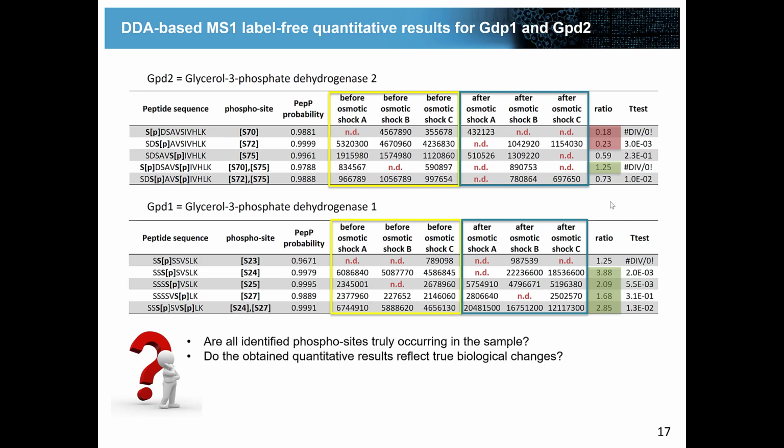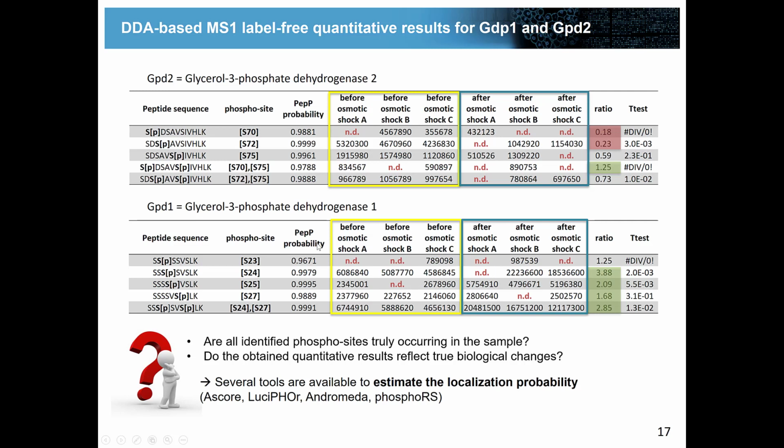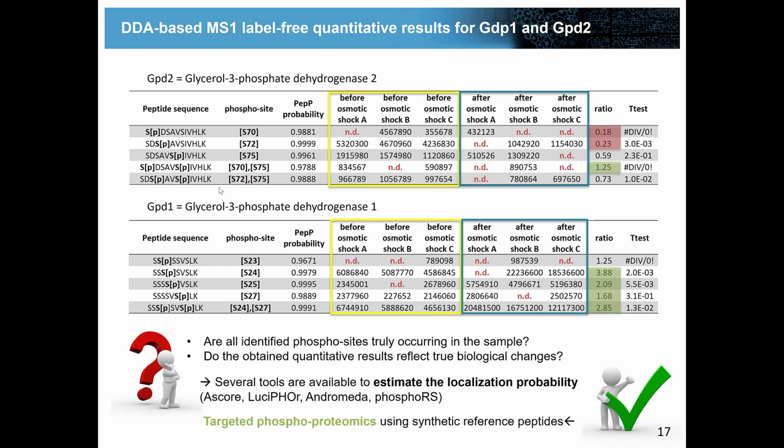One thing that I could have done at the time, which I didn't, in order to bring a little more light on whether these phosphosites are present or not, would have been to do a site localization, to estimate the localization probability. There are various tools out there that can do that on DDA data, like for example Ascore, PhosphoRS, or Luciphor. These tools can calculate for you, based on the data, how likely a certain phosphopeptide is really localized there. But what we wanted to do instead at the time was to use targeted proteomics to validate these shotgun results.